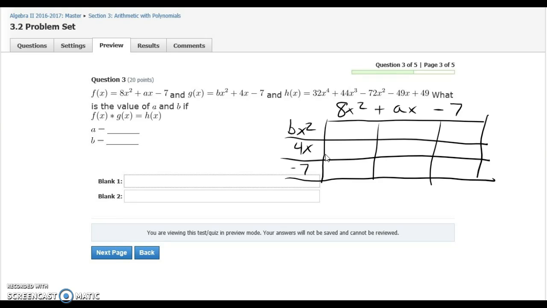So this is 8x to the 4th b. This is abx cubed. This is negative 7x squared b. This is 32x cubed, 4x squared a, negative 28x, negative 56x squared, negative 7xa, and negative 49. So we see here that we have these diagonals again, a cube diagonal, a square diagonal, an x diagonal. Then we have an x to the 4th by itself, and we have negative 49 by itself.